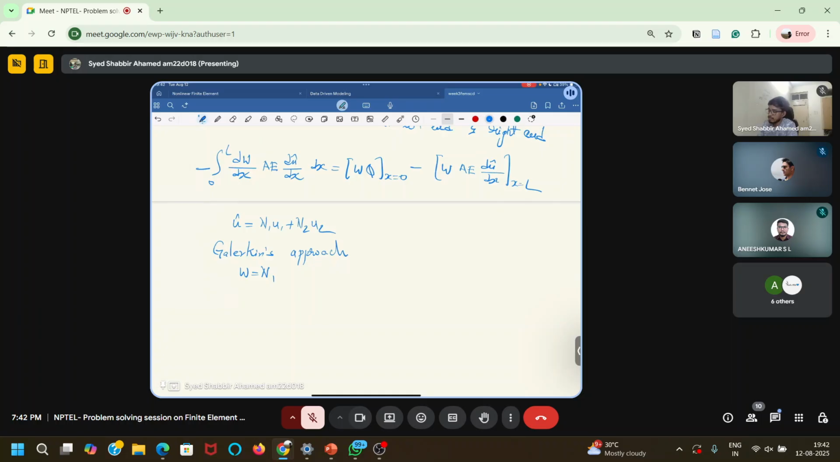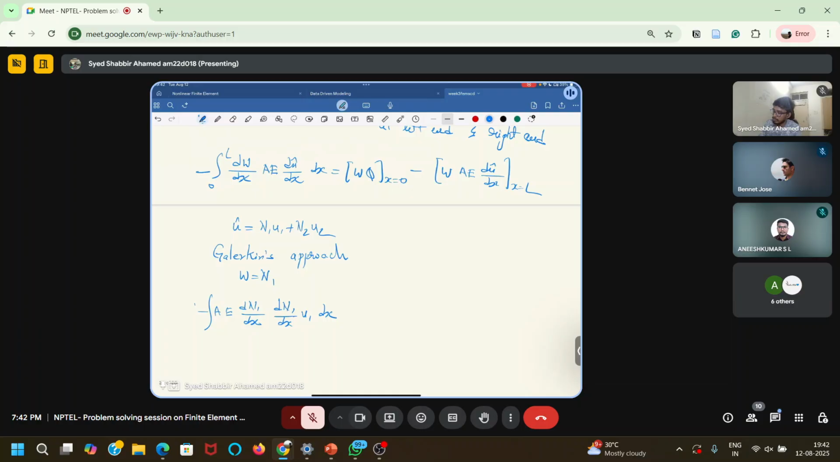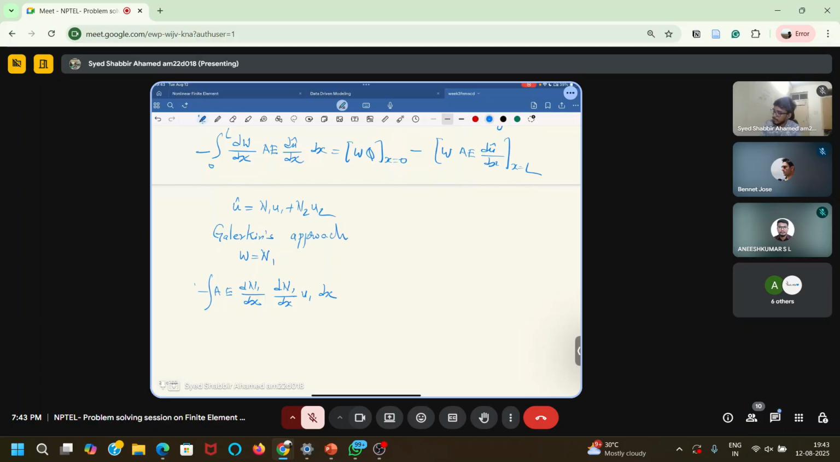After substituting W is equal to N1 and U is equal to N1 U1 plus N2 U2, we will do the approximations and you will get this equation. I am not simplifying it, I am just writing it. After substituting W is equal to N1 and U cap is equal to N1 U1 plus N2 U2.